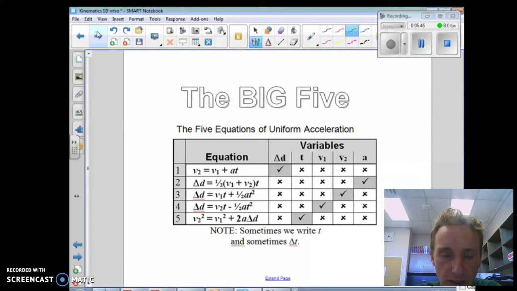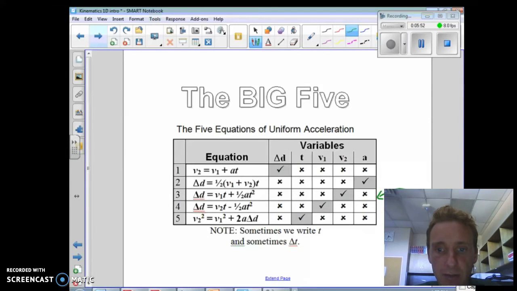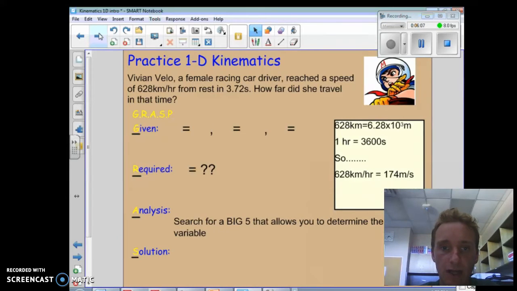So for example, if you were given enough variables and you wanted to figure out what delta d was, you might use equation number 3. However, you would only use equation number 3 knowing that you have no v2 value. So here's a practice for this. Vivian Velo, a female racing driver, reached a speed of 628 kilometers per hour from rest in 3.72 seconds. How far did she travel in that time?